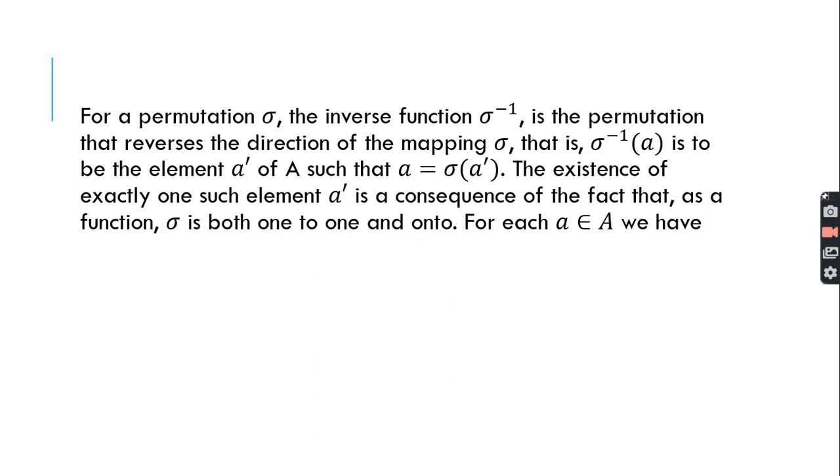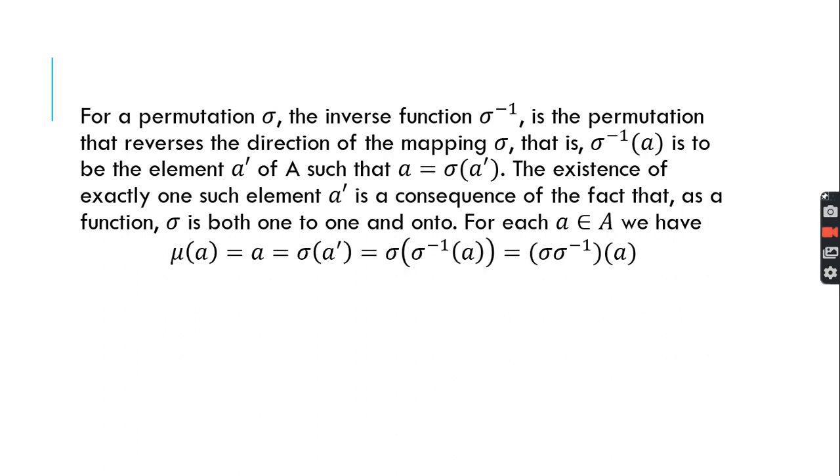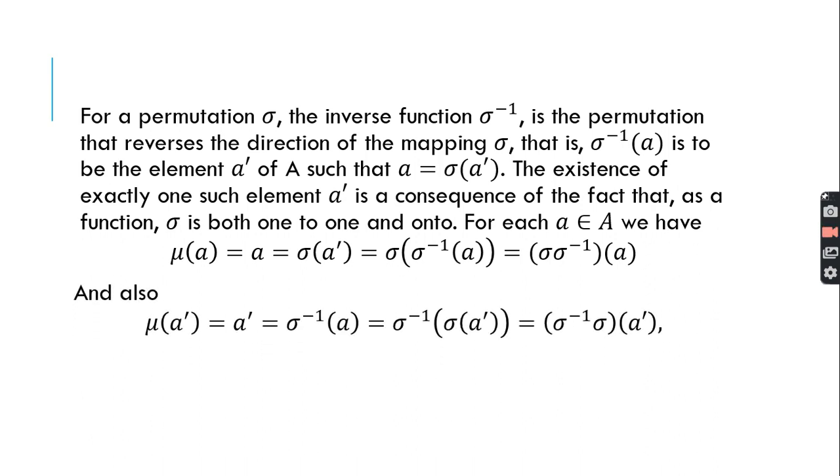For each a that is an element of the set A, we have mu of a is equal to a, which is sigma of a prime, and that is also sigma of the inverse sigma of a. By associative property, that is also equal to sigma times sigma inverse of a. And also, mu of a prime is equal to a prime. And this is also the same as the inverse sigma of a.